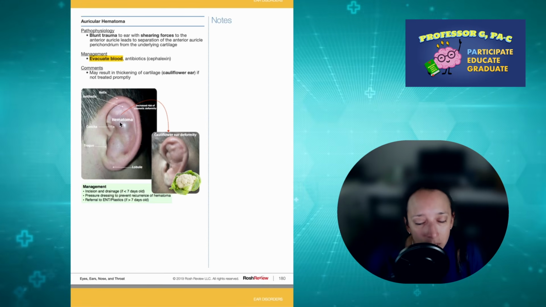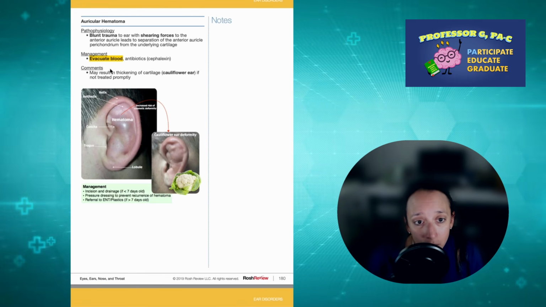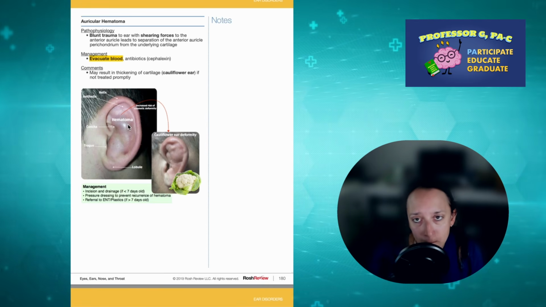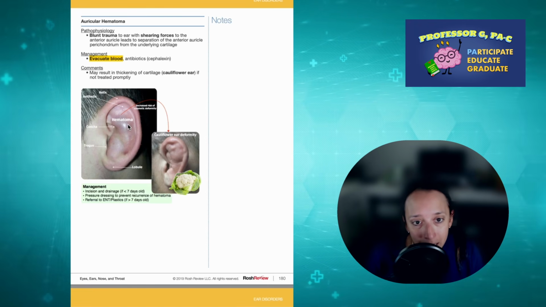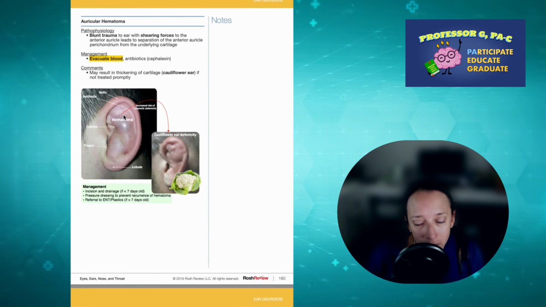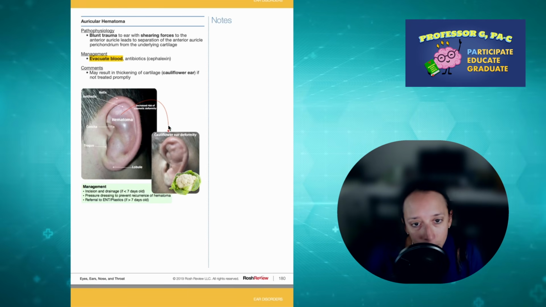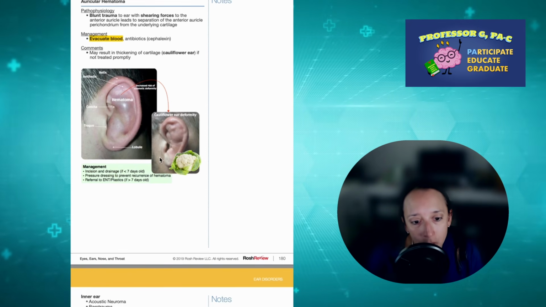And what we want to do if we see this in the acute setting is we want to evacuate the blood via aspiration or I&D. And then we want to put a pressure dressing on it so it doesn't reaccumulate, and we can start them on antibiotics to prevent infection of the cartilage. If we don't do this, we might develop cauliflower ear.